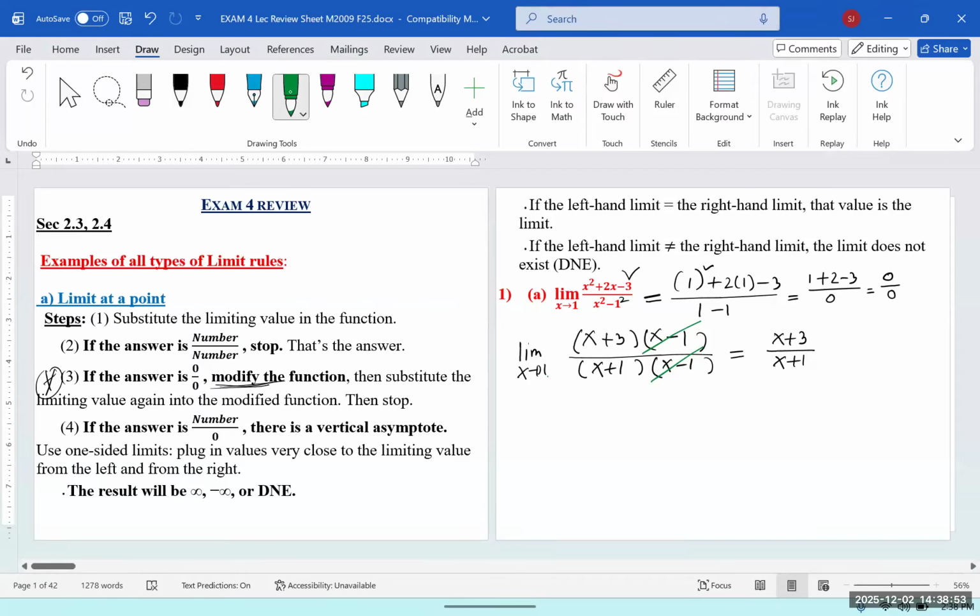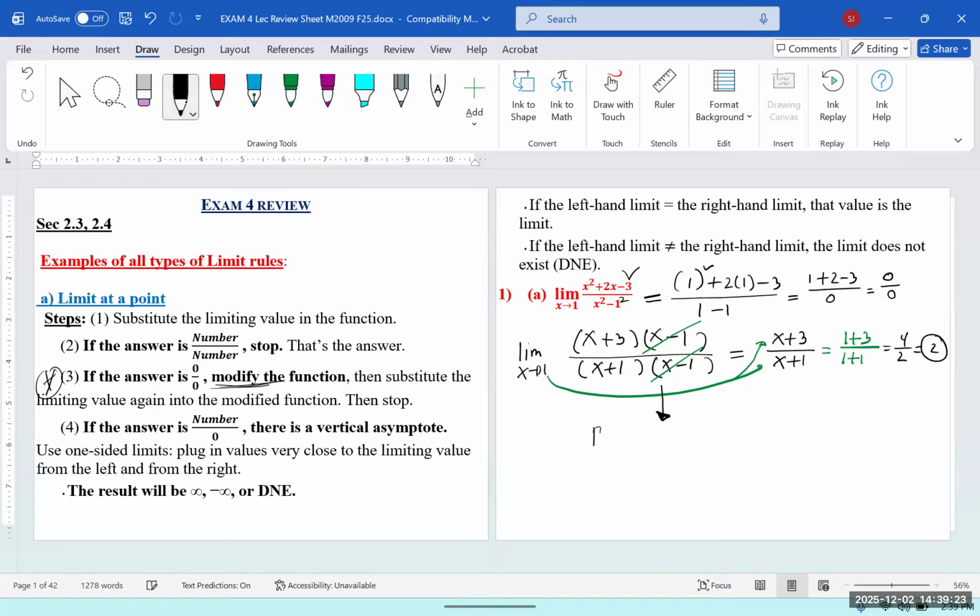Then we resubstitute our limiting value into the new modified function. And we get 1 plus 3 over 1 plus 1. So that gives us 4 over 2, which is 2. So our limit is not 0 over 0. Our limit is not undefined. It's 2. And whatever we canceled, that canceled term gives us also something.